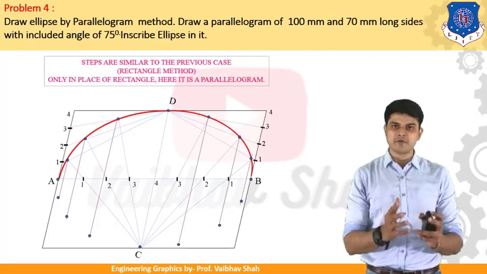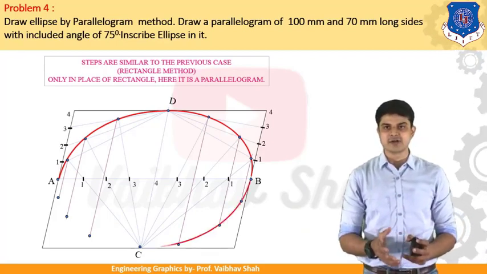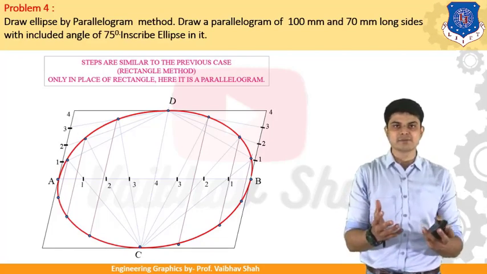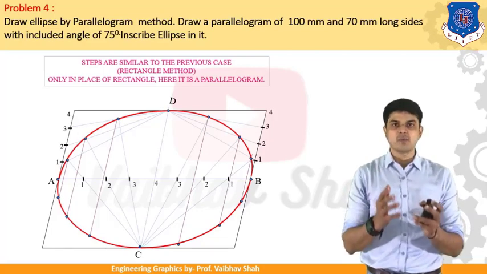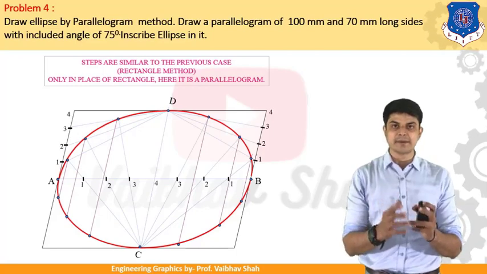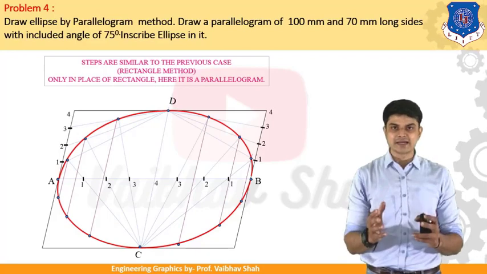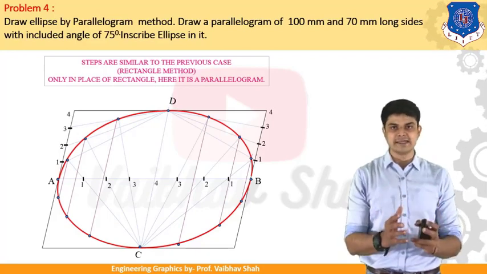Then after getting the points, you need to simply connect these points in order to get your ellipse done. So let us connect these points. This is nothing but an ellipse by parallelogram method. So now, what is the difference between the ellipse generated by the rectangle method and the parallelogram method? The rectangle method and parallelogram method both are the same.